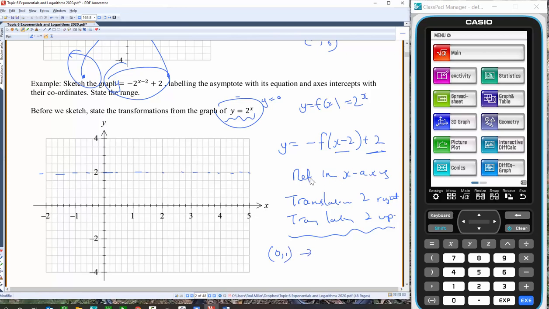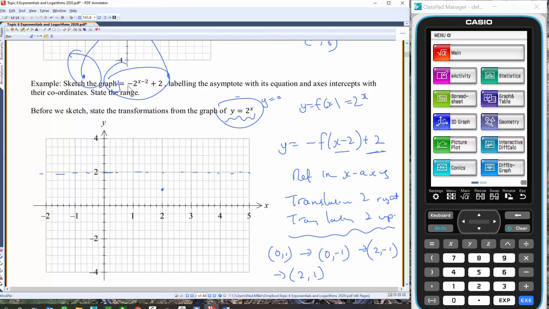Let's take care of these things here. Reflection in the x-axis changes the y value. That's going to be -1. Translation 2 to the right means that's 2, -1. Translation 2 up means it's 2, 1. So the y-intercept moves to 2, 1, which is there.